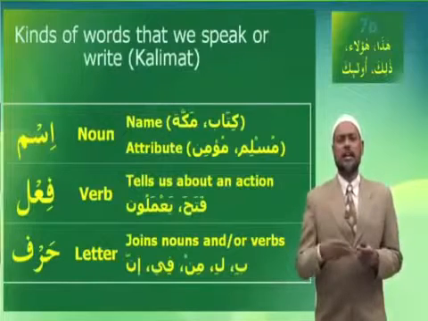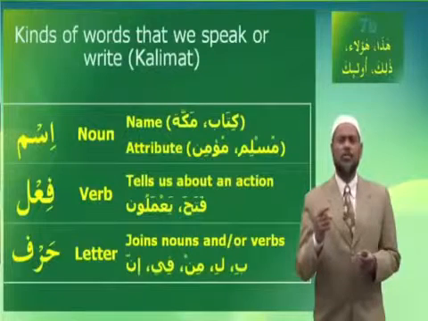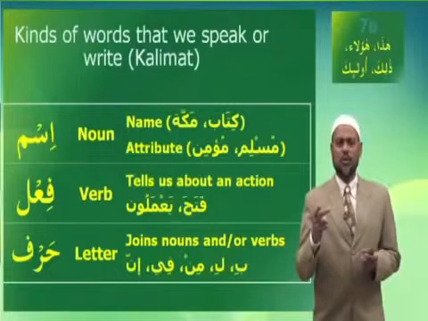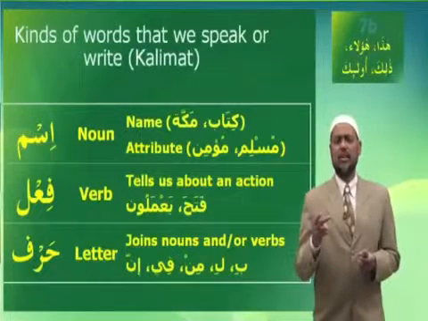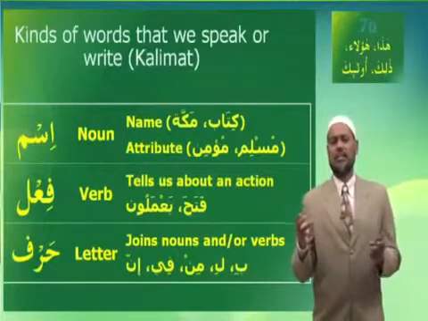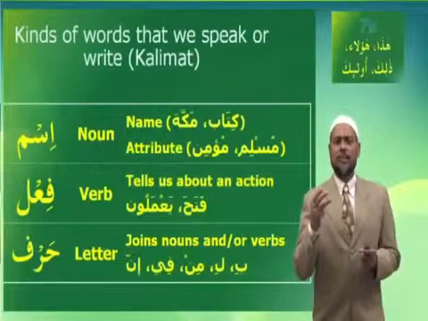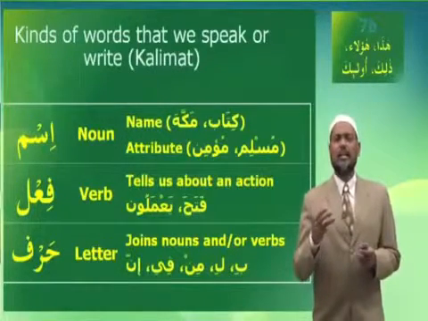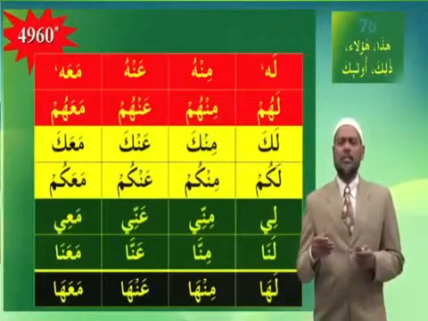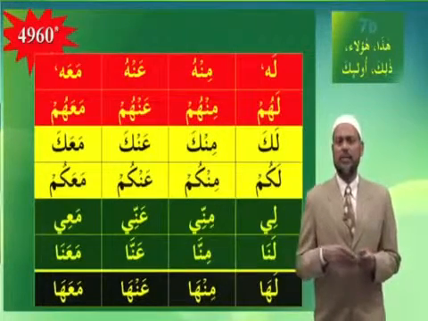And also we have noted earlier that there are 3 types of words in Arabic language. The first is ism or noun, which represents names and attributes. And the second type is verb, which tells us about an action. And the third type is letter. It's called harf, translated as letter, even though it is made of more than one letter. So third type is letter or harf, which joins nouns and or verbs. And we have learned different letters like la, min, an, ma'a, bi, fi, ala, and ila.